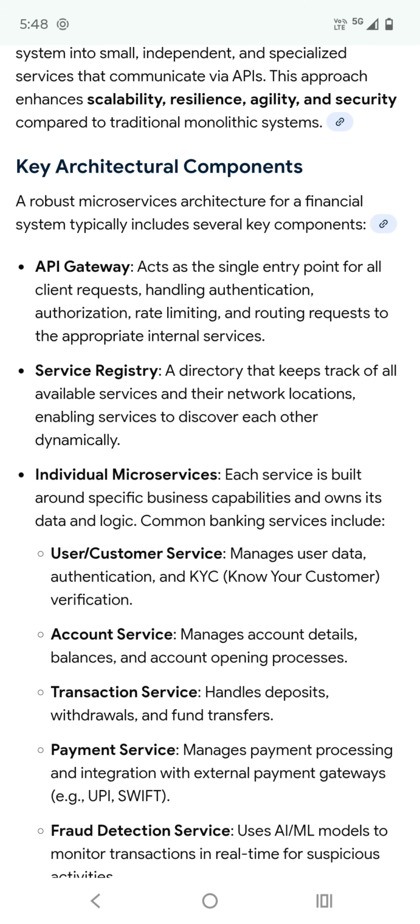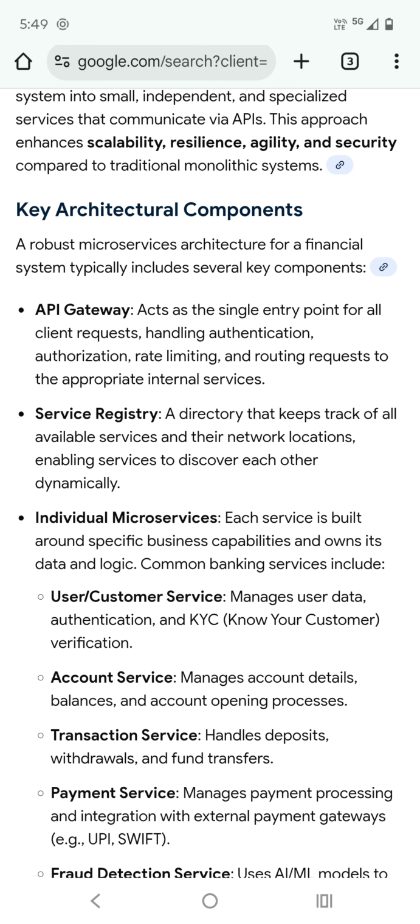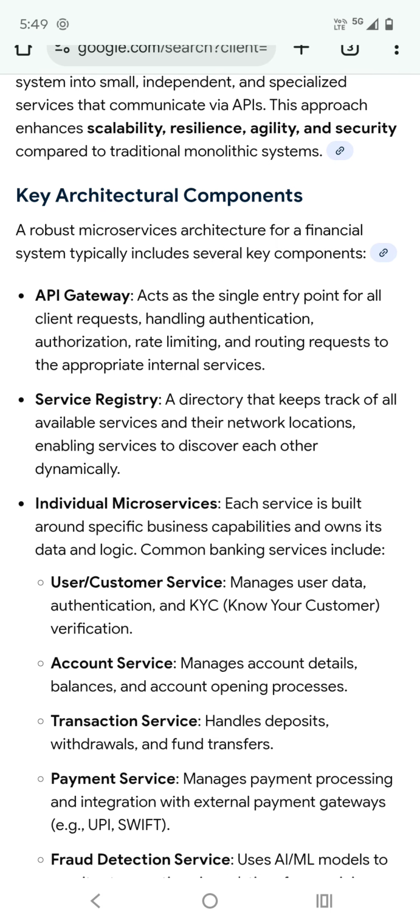The other component is the service registry. We need a directory that always keeps track of all available services and their network locations, so that each and every service can discover other services dynamically. If we have a complex system, we may develop 1,000 or 2,000 services, many services. Then how do we keep track of each and every service? How can one service communicate with another service dynamically? We cannot hard-code the service details in a particular service, right? It should be discovered dynamically. Whenever there is a dependency of one service on another, service A should be able to discover service B dynamically, based on the request.